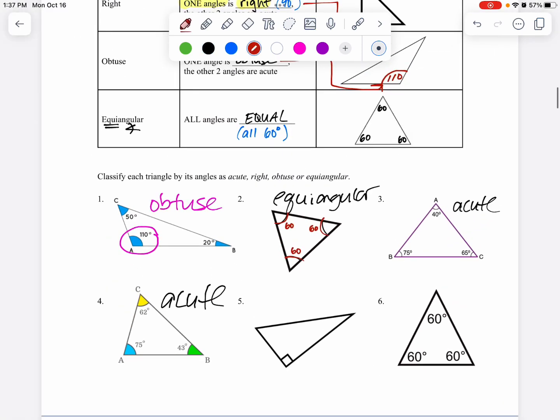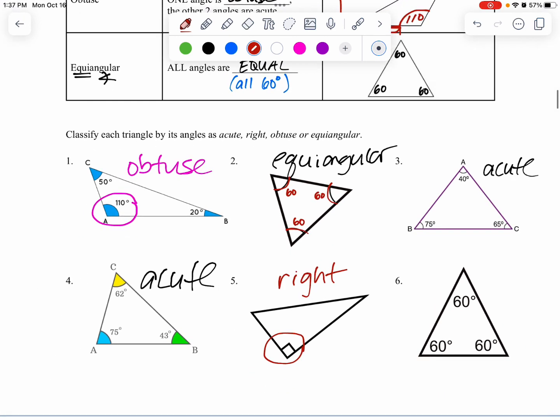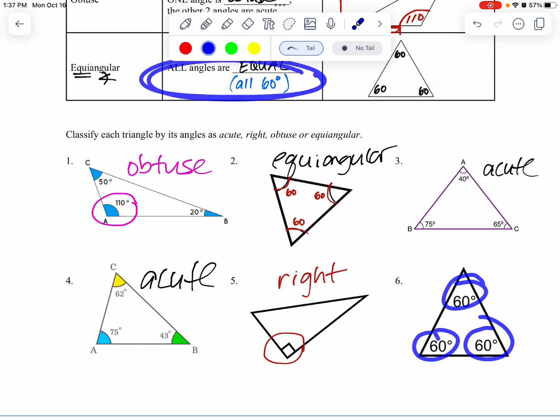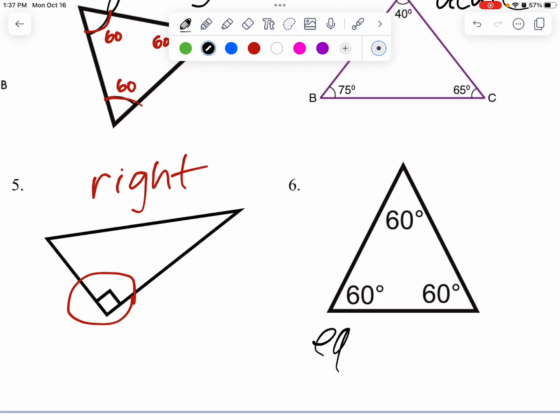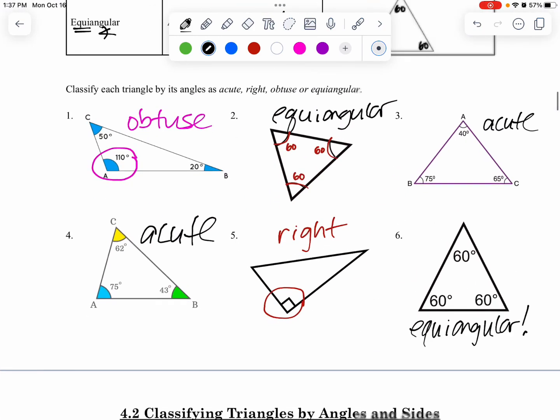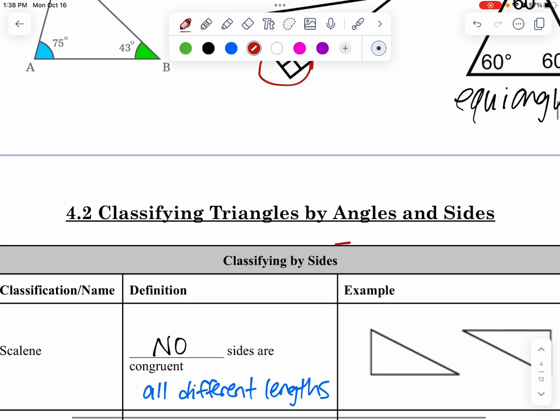Ooh, ding, ding, ding. I see a right angle here, which means this one is a right triangle. Okay, cool. And the last one, I see 3 equal angles, and that is written right here. All angles are equal. That means that it is an equiangular. Pretty simple, right? Let's move on to the next page because now we are talking sides.